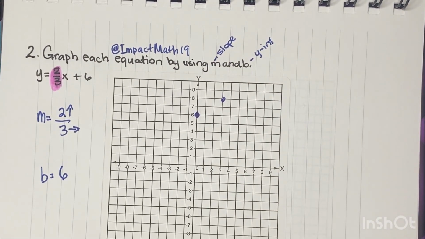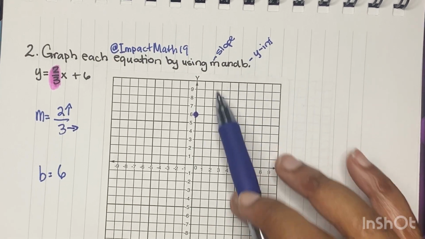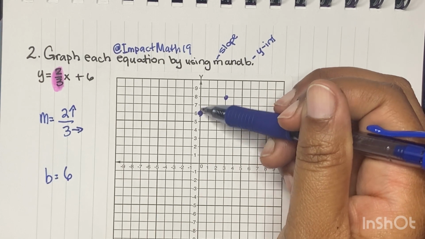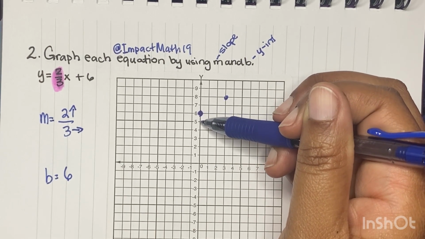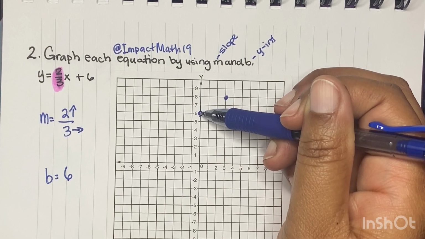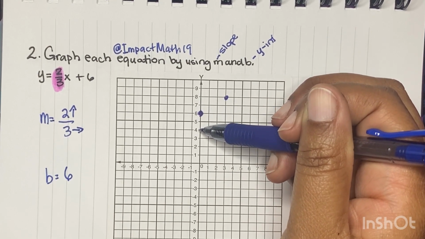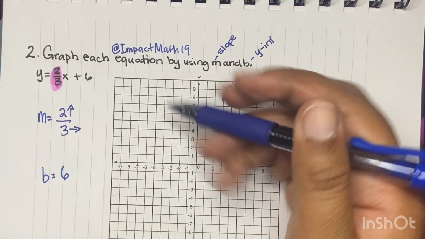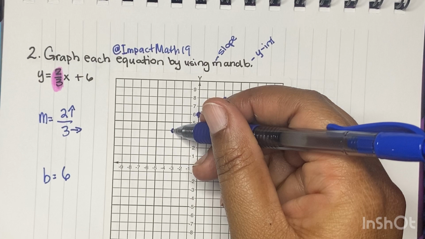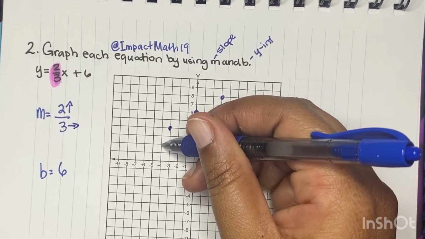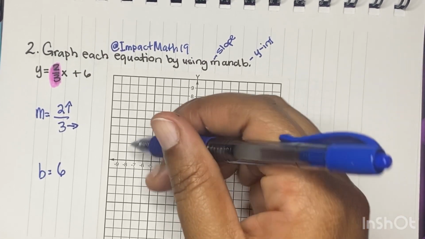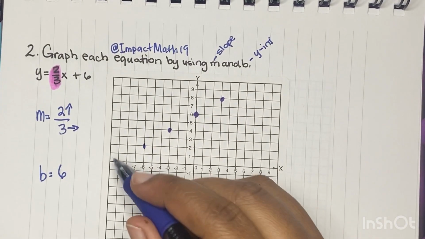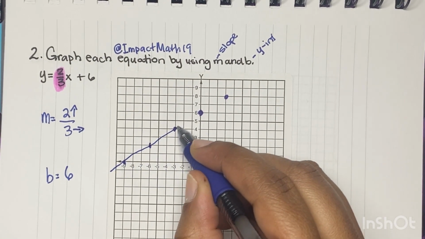Now you can see that we don't have any more points up top that we can get on the graph. So what we can do is we can go the opposite direction. So instead of going up 2, we can go down 2. Don't count this as 1. You count the hop. 1, 2, and then we're going to run to the left 3. 1, 2, 3, and put a point. Do it again. And again. And you have your beautiful line.